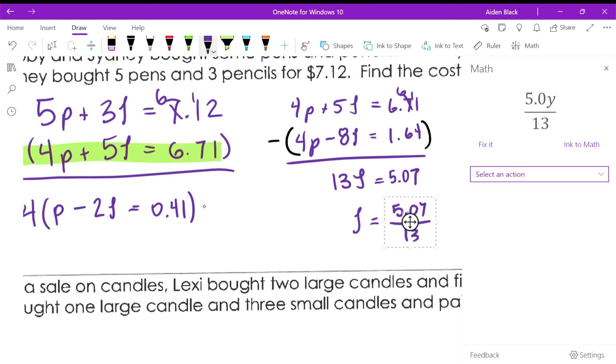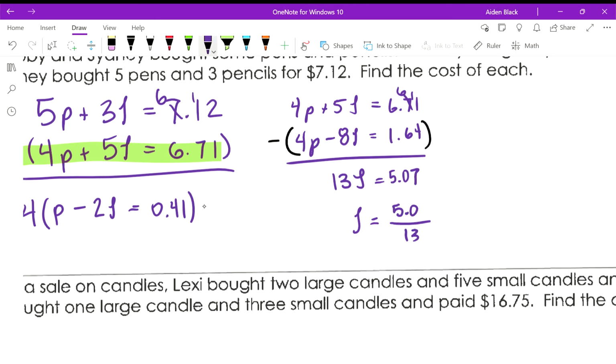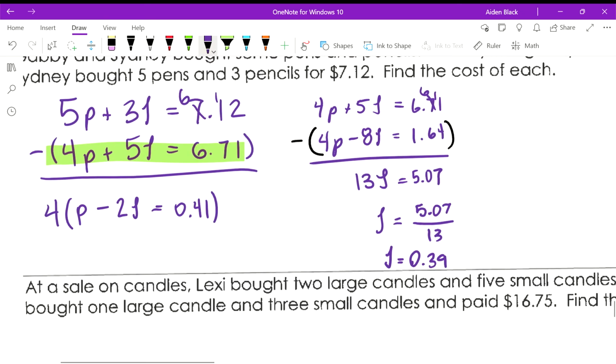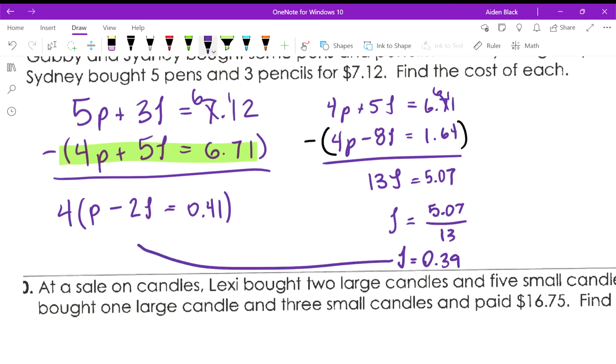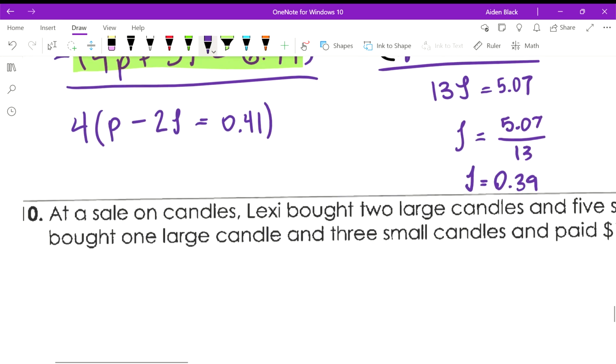Oh, this thinks this is a y. Cool. 39 cents. So we know 1 pencil is 39 cents. So if I know the cost of a pencil, I can plug this into this equation here, actually right here. Remember, pencil is L in this case for lápiz, because that's how you say it in Spanish. Okay, so I'm going to use just this right here, because we know this equation is true.